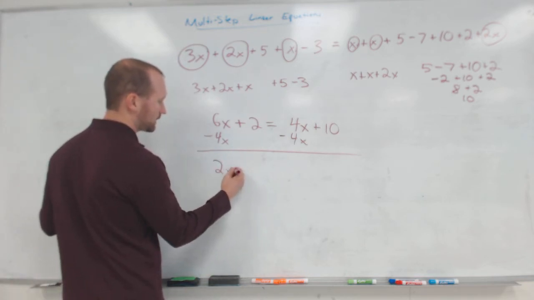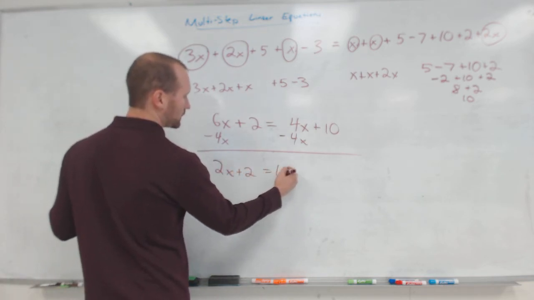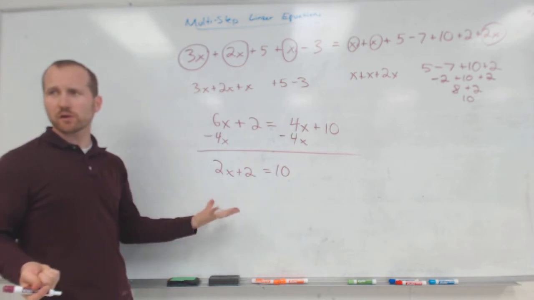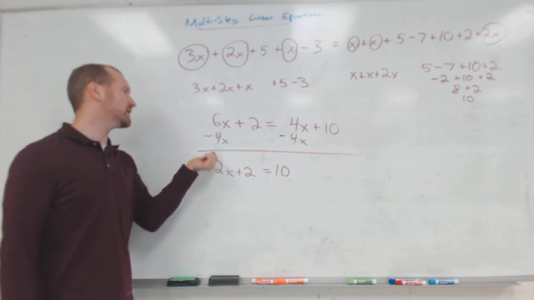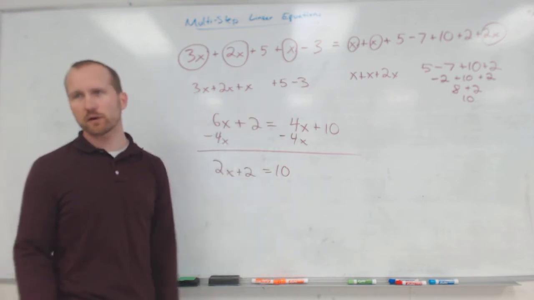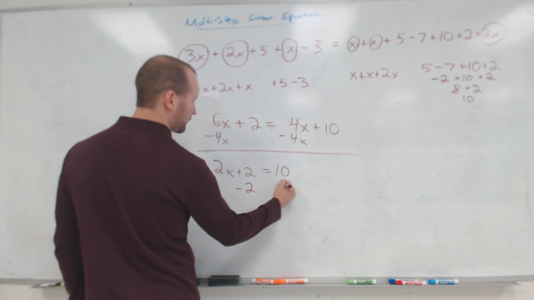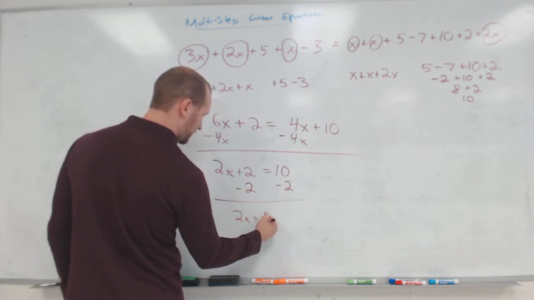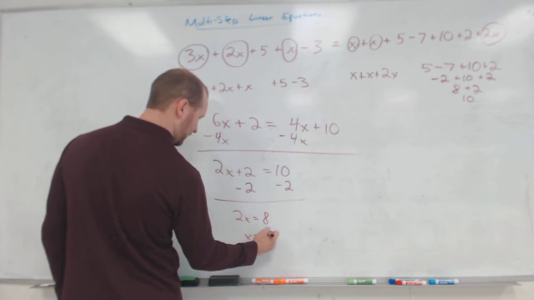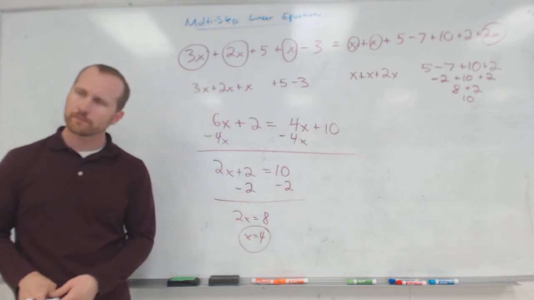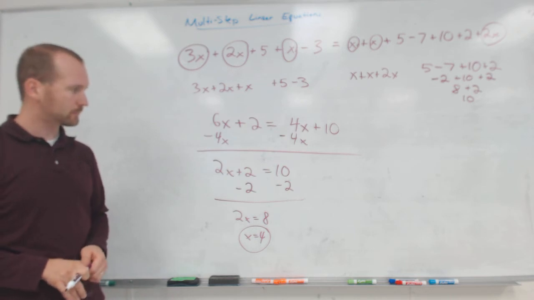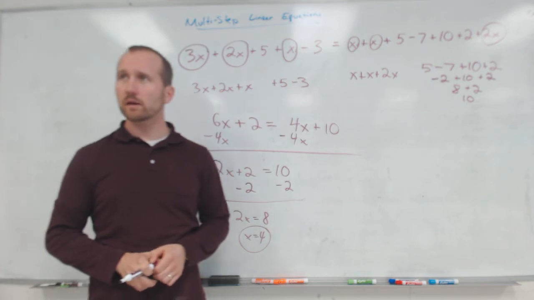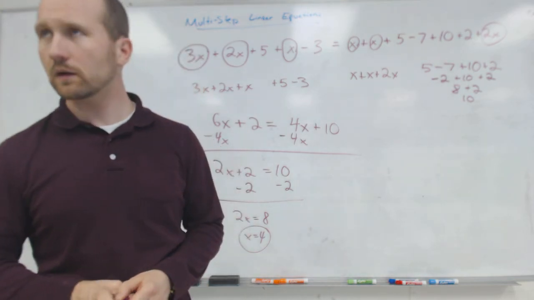Okay, 2x plus 2 equals 10. These start to look really familiar when we get here, right? Some number of x's plus some number equals some number. Subtract 2. 2x equals 8. I already heard it. x equals 4. And then I'm done.